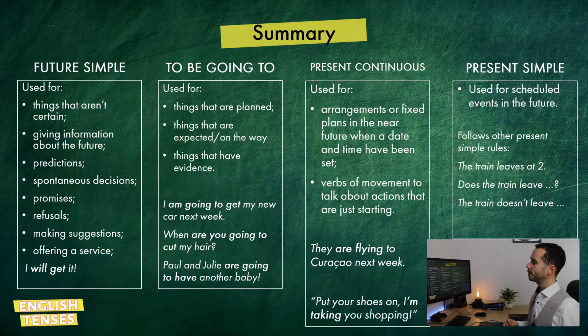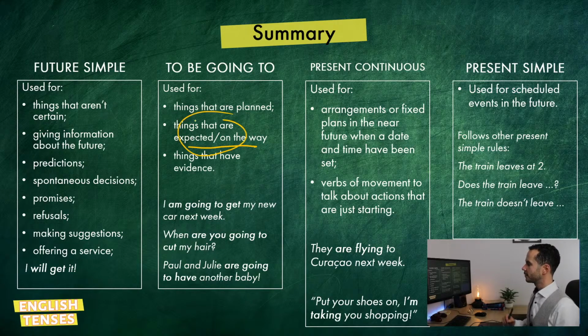To be going to is used for things that are planned, things that are expected or on the way, and things that have evidence. And then I think the things are on the way is also one of the reasons why we use to be going to in the sentence of the judges who are going to sit together, right? It is expected, it usually happens, it's kind of habitual.